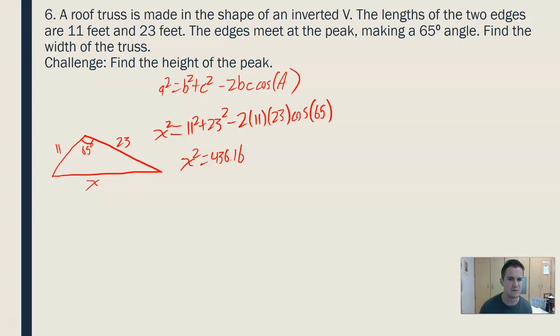Well, is that my distance? Is that the distance between these two? The width of this truss? That doesn't make any sense. Oh, yeah, because I have to square root both sides, because this is an x squared.